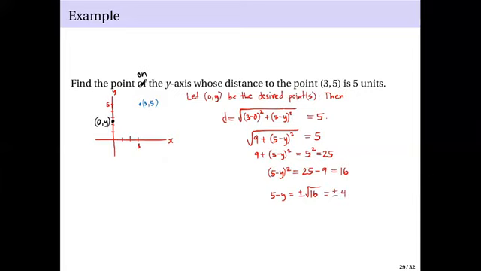Still following? Yes. Thank you. And therefore, we can solve for y because this is just linear.